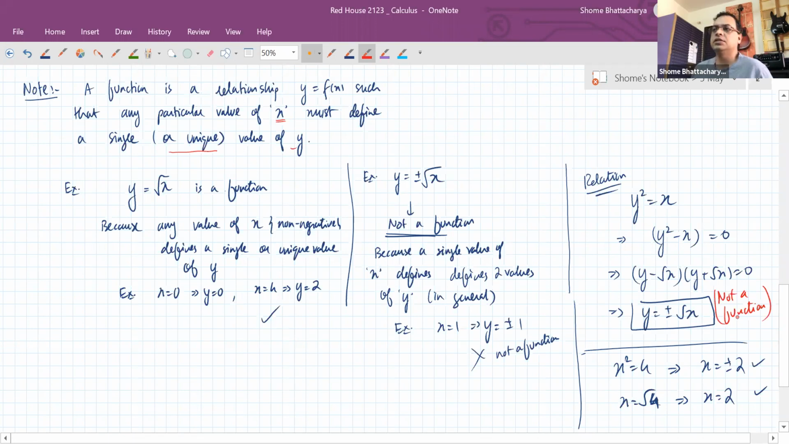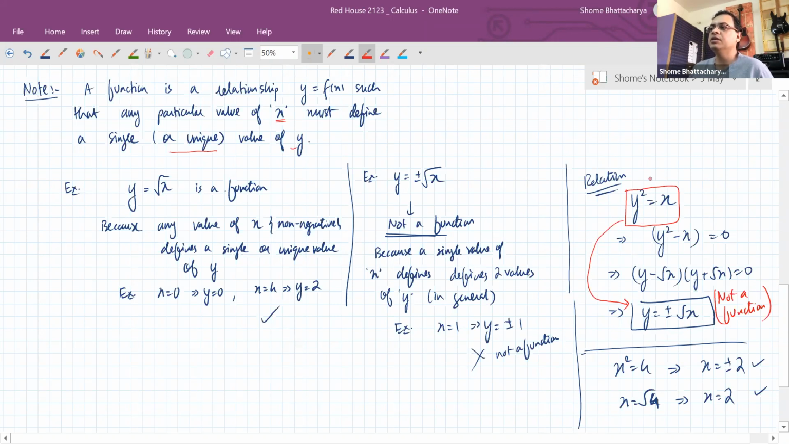Sir, will y square is equal to x be a function? No, y square is equal to x will not be a function, because the solution of y square is equal to x gives us this kind of relationship between x and y, that y is equal to plus minus root x. So this is not a function, because for a particular value of x it gives us multiple values of y. Okay, got it.